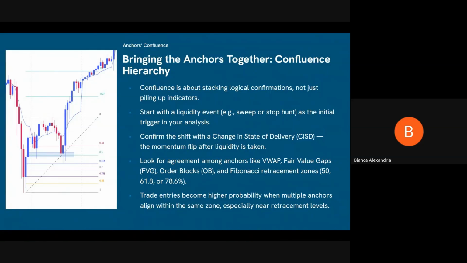We have a liquidity sweep, and then after that, we have a change in the state of delivery. And then after that, we're looking for where the VWAP is, where the fair value gap is, whether there is an OB, and then also to incorporate the fib. And that looks like a structure shift, looking for an entry, and then looking for price to continue to distribute.